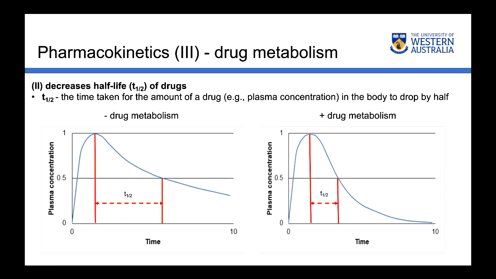Now, the other outcome of drug metabolism is to decrease the half-life of a drug. Half-life basically tells you the time it takes for the plasma concentration of the drug, for example, to drop by half. So on the left-hand side, without drug metabolism, you can see it takes longer for the concentration of the drug to drop by half, but in the presence of drug metabolism, the half-life shortens. So that's another outcome of drug metabolism.